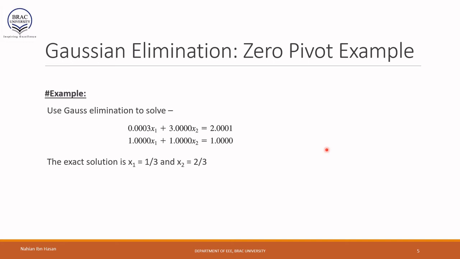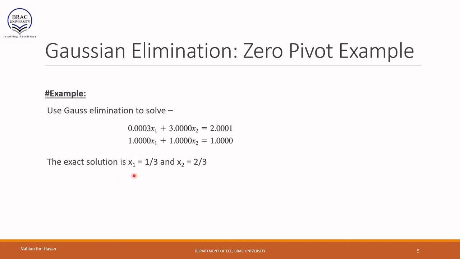So let's look at an example of how we can use pivoting to circumvent the zero pivot problem. We have this system of two equations. Look at this. If we start the Gaussian elimination from this system, we will have the pivot coefficient in the first step be 0.0003, which is a problem, because dividing by this small value will give large values in the results. So we have to use partial pivoting to solve this zero pivot or small pivot problem.